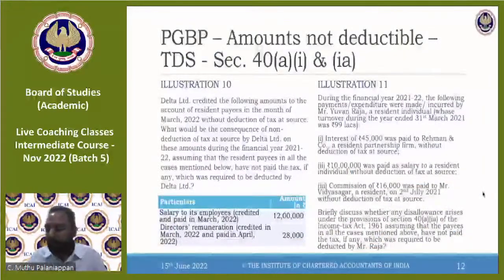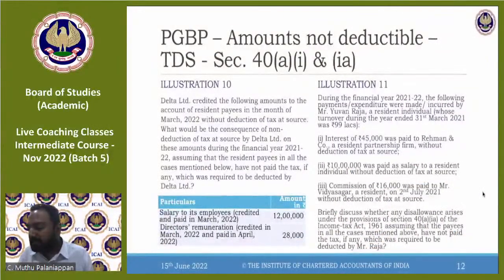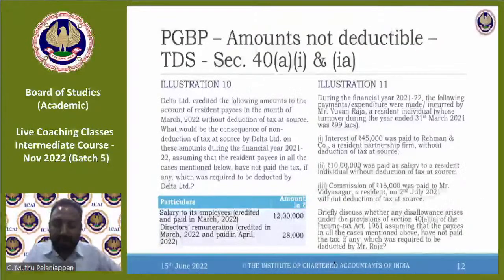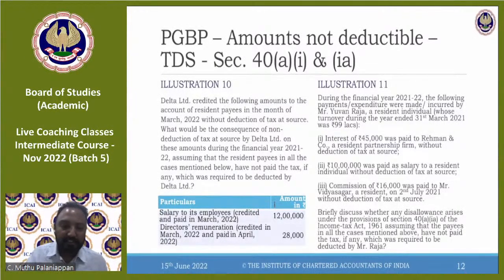So we'll have a couple of problems for this. I'll solve this problem, and in case you're still not understanding, we'll try to work it out. Delta Limited credited the following amounts to the accounts of resident payees with respect to the month of March 22 without deduction of tax. They themselves say without deduction of tax at source. What would be the consequences during the financial year 22? Assuming that the payees are residents in all the cases mentioned below. So they have also said it is resident. So what is disallowed? 30% of the expenditure.